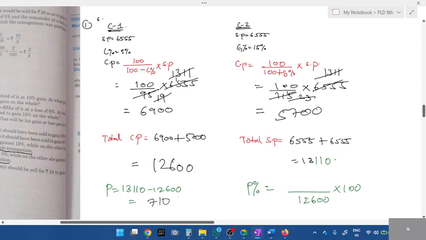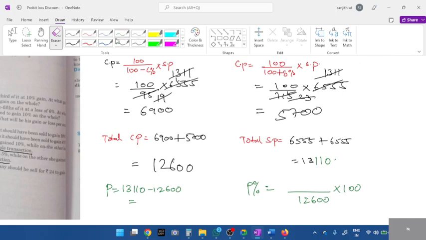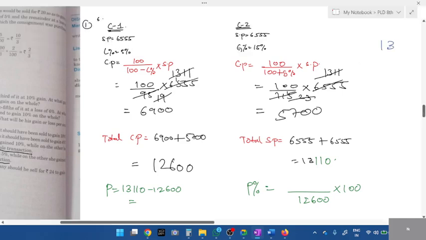Is this 710 profit? Sorry, 510, right? What's the profit, students? 510. Okay, how did you calculate this? Tell me, Alia. What did you get? Okay, tell me the calculation.